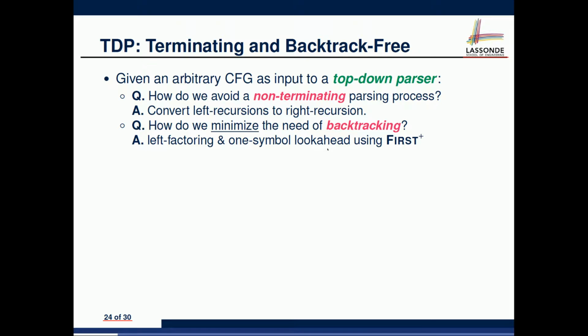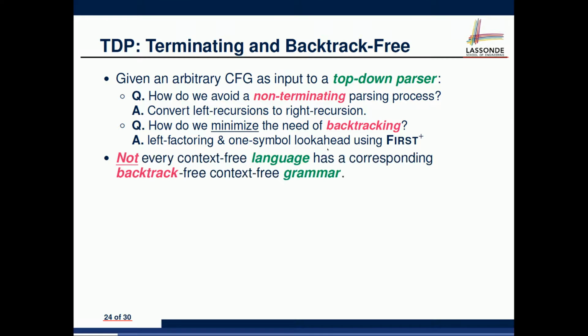Okay, so you can see all the concepts we talk about so far are for different purposes. Just review this slide. That's more like a summary for you. And then we'll define LL1. There'll be a final term to define, and then we'll do the exercise. So now, not every context-free language has a corresponding backtrack-free context-free grammar. It's just a theoretical term, right?